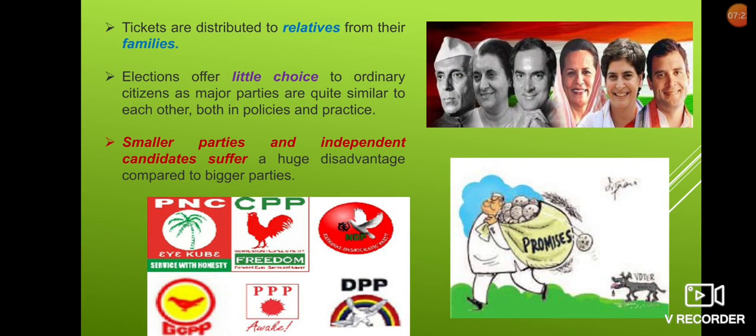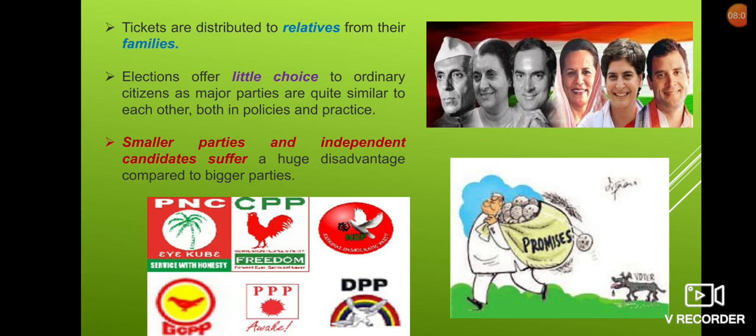Many times we have seen that political parties distribute their tickets to their relatives or persons of their own families. Nowadays you might be seeing that many political parties have their family members or relatives in their parties. So, gaining the ticket for a family member or relative is very easy in comparison to any new person or new candidate.